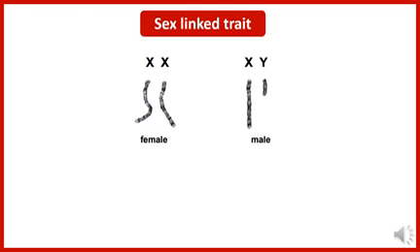Sex-linked traits are traits whose genes are present on the sex chromosome. We all know that we have 23 pairs of chromosomes. The first 22 pairs are called somatic chromosomes or autosomes, and the last one, pair number 23, is called the sex chromosome. In females, it's XX, they are similar to each other. In males, they are XY, they are different from each other.